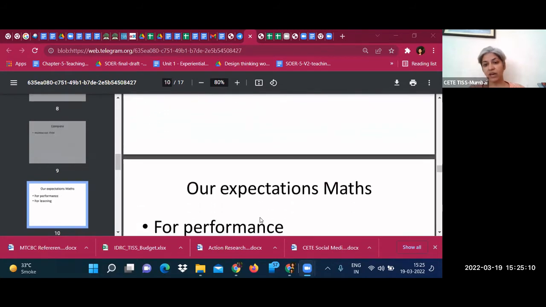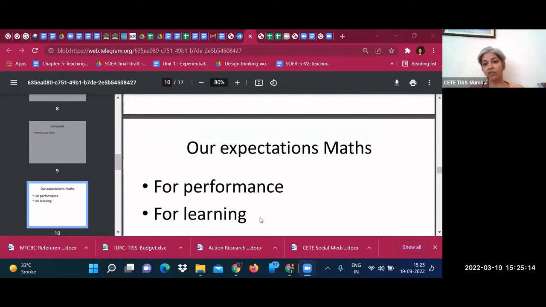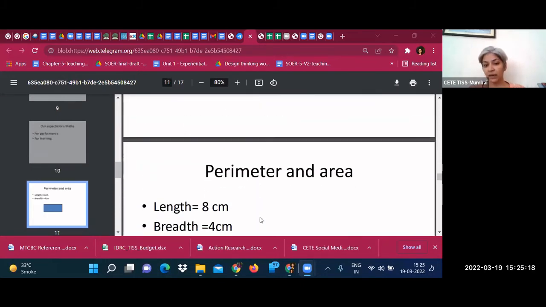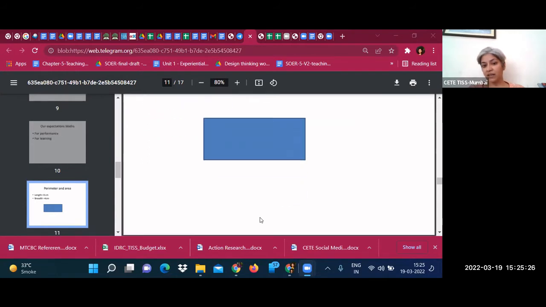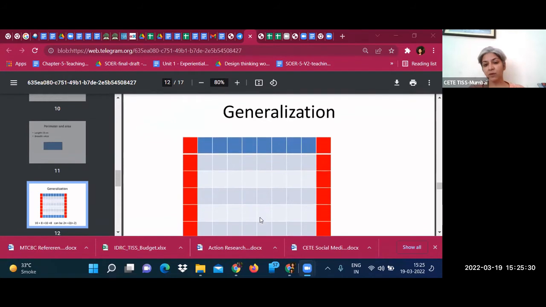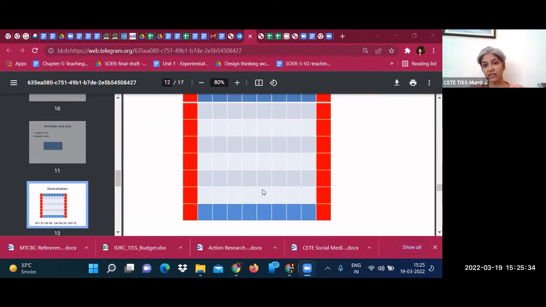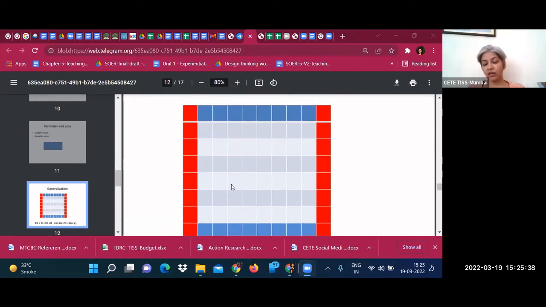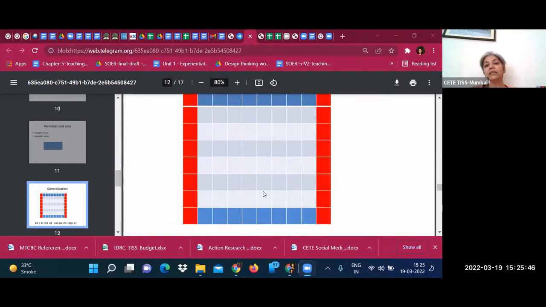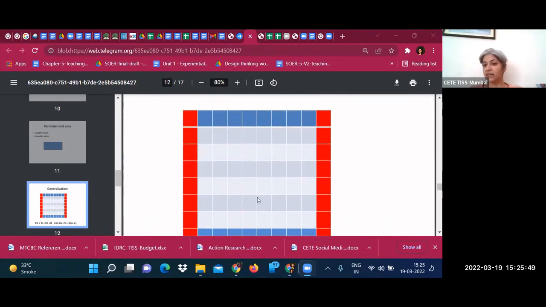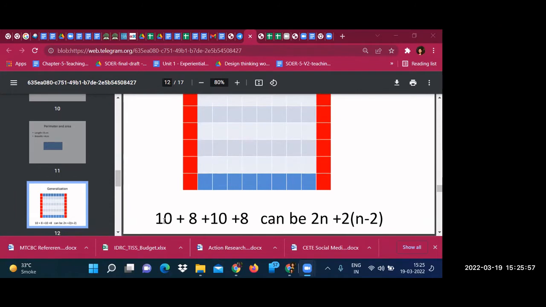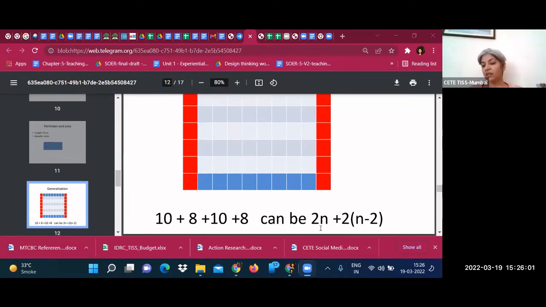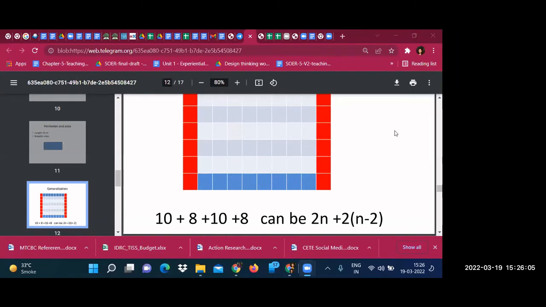Okay, so this is where he asked us to compare a machine and a child, and our expectations for mathematics performance and for learning. Then he had given this very nice problem about perimeter and area. If the length is 8 centimeter and the breadth is 4 centimeter, you can also think of shapes made using lots of squares. Then you can generalize how to calculate the number of squares in this figure. He arrived at a generalization formula: 10 plus 8 plus 10 plus 8, which can even be written as 2n plus 2(n minus 2). Shravati, are you saying something?